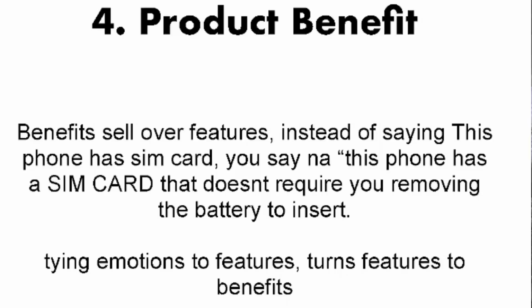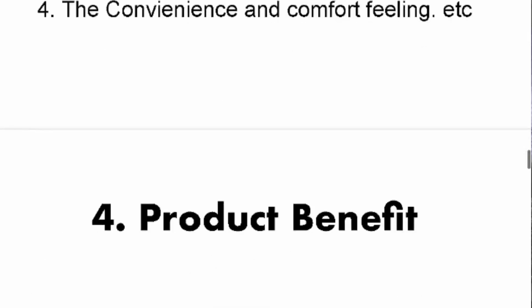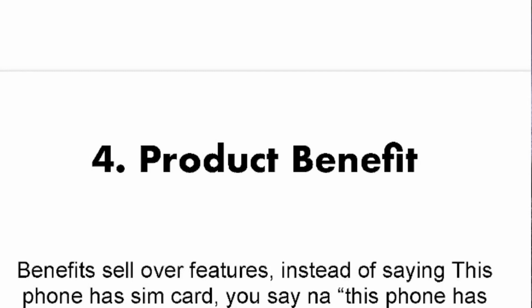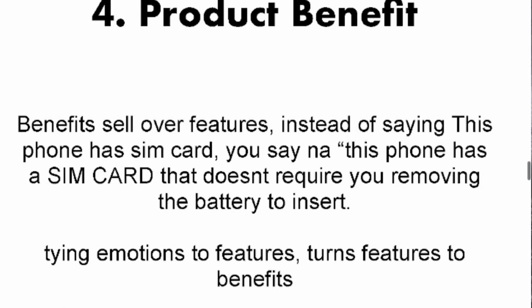Right, the fourth one is what? Product benefits. Now you see, desires are set, you've shown them why they need to get the product. So the fourth one is product benefit. You have to start telling them the benefit of the product. Now, benefits sell over features. Instead of saying this phone has a SIM card, you can say this phone has a SIM card that doesn't require removing the battery to insert.